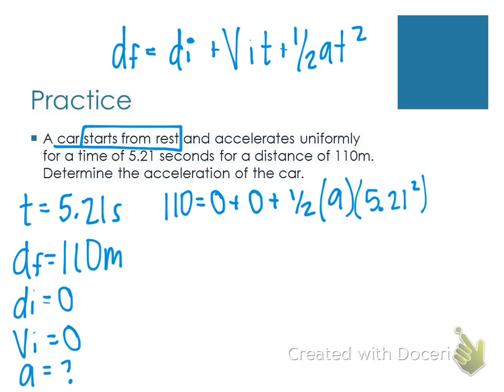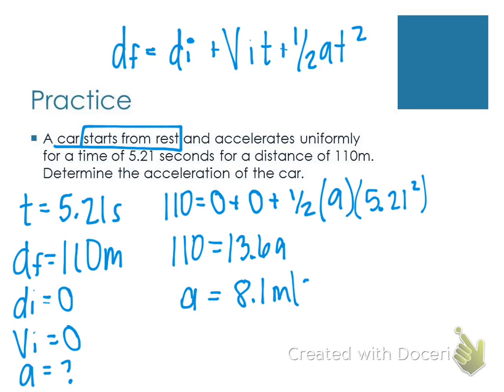So we're going to take 5.21 squared times 0.5. And that gives us 110 equals 13.6a. And that gives me an acceleration of positive 8.1 meters per second squared.